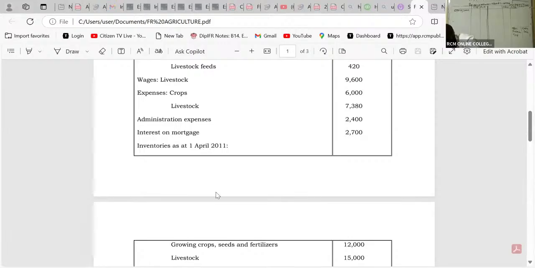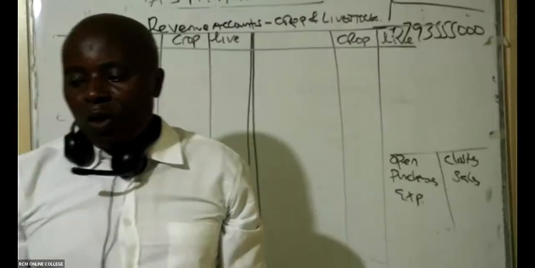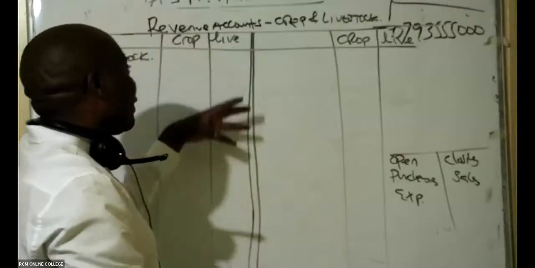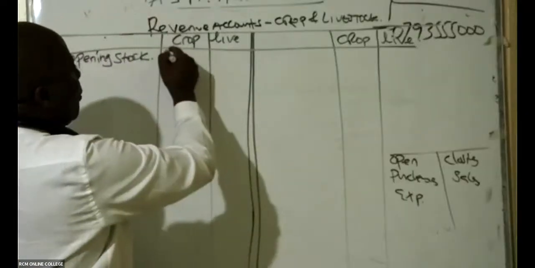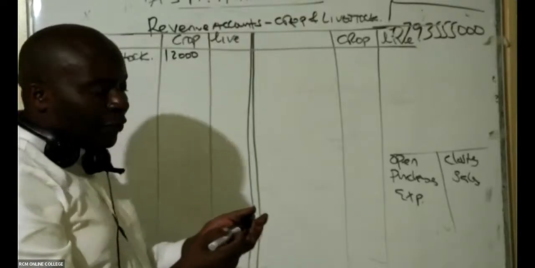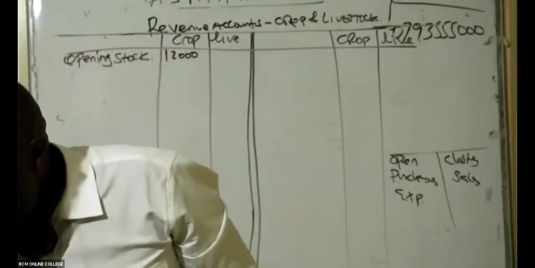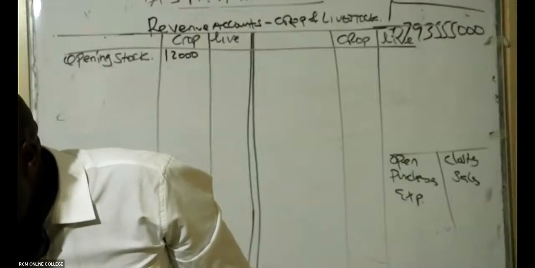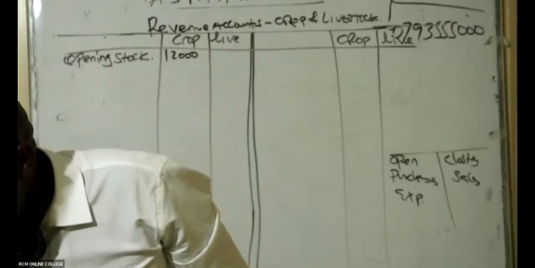Among the opening stocks, I can see growing crops, seeds, and fertilizers: 12,000. This 12,000 amount will be put under crops here. So opening stock for crop, with their fertilizers and everything, is 12,000. How about opening stock for livestock? If you look at livestock, opening stock.